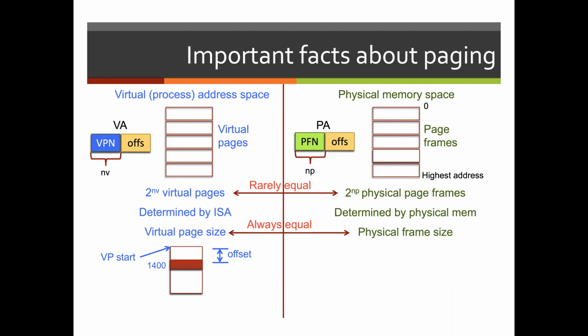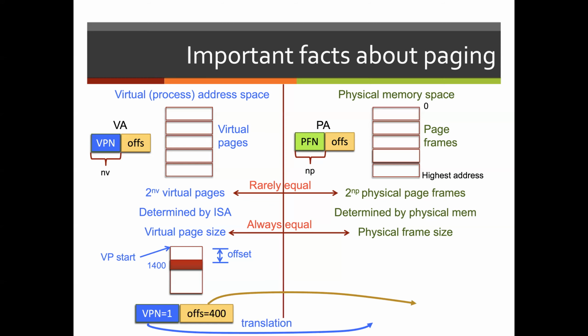And that process for our virtual page is we start with the virtual page and we'll have our offset. And so we'll have that offset of 400. And we know the virtual page number is going to be 1. And so what happens when we do the translation is that we know that the offset is going to be the same.